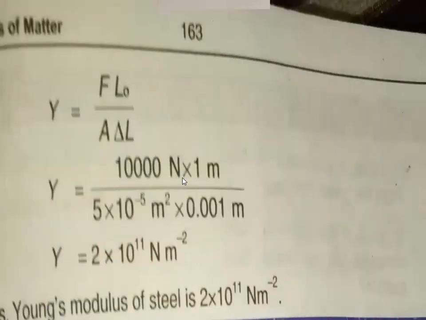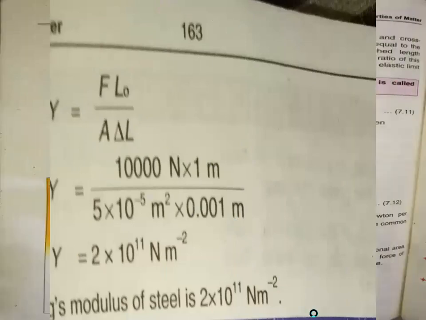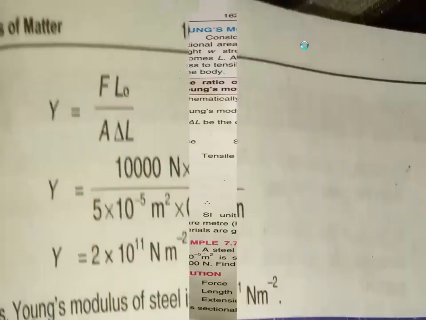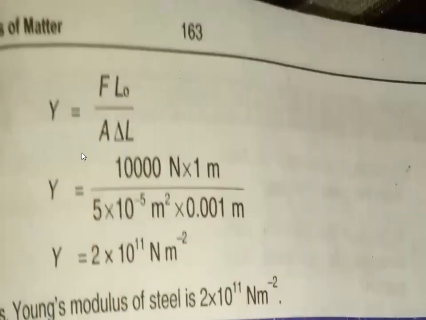I use this in this formula. F is 10,000, L naught is 1 meter, area is 5 into 10 power minus 5, and delta L is 0.001, which we have converted to meter. So I substitute all these values in Young's modulus formula, capital Y is equal to F L naught over A delta L. I just substitute force, original length, area, and extension in this formula.